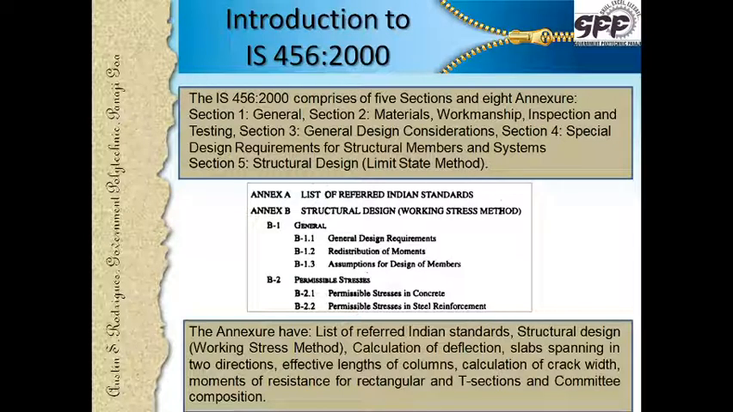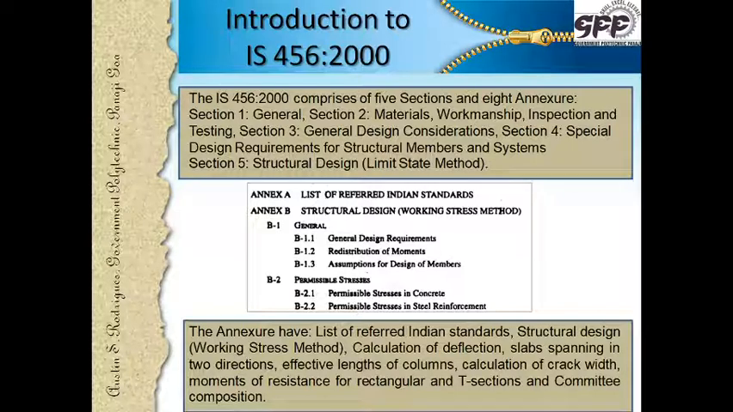And section number 5 deals with the limit state method of design. Comprehensive. Everything has been given, the different limit states and everything has been given in section 5. In the annexures, we have Annexure A, the first one, the list of referred Indian standards, which are the ones which are referred in this IS 456.